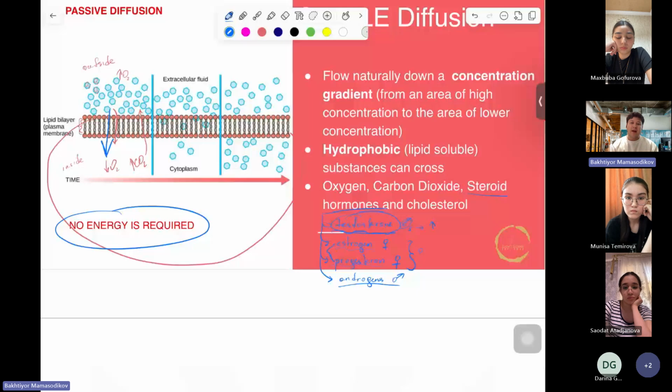And also the last example, but we have a lot of examples, of course. The last one in this slide is cholesterol. What do you understand by cholesterol?